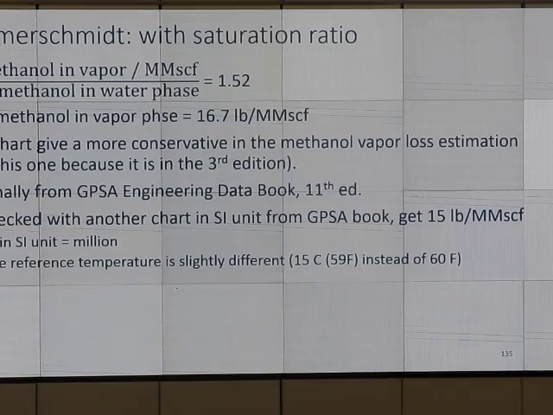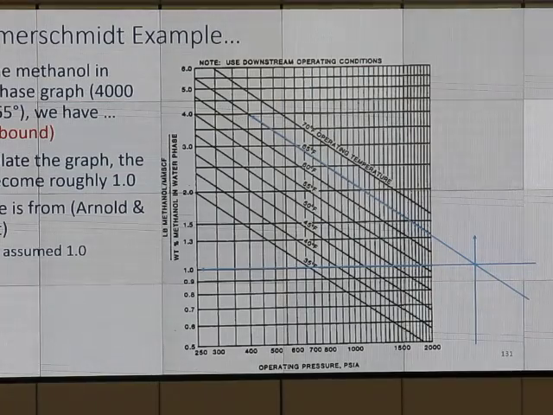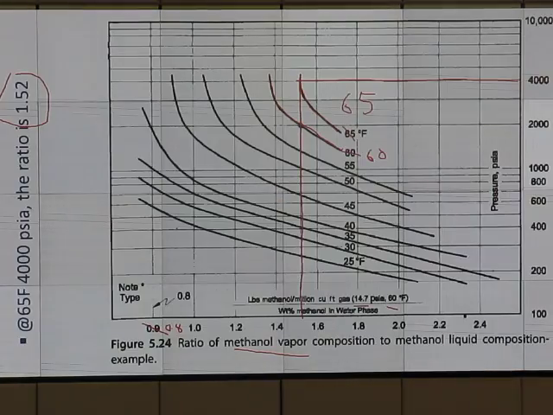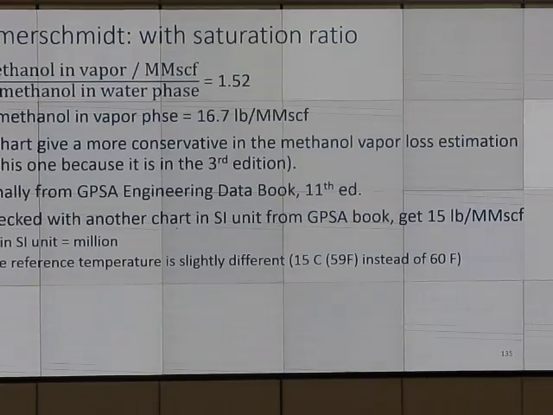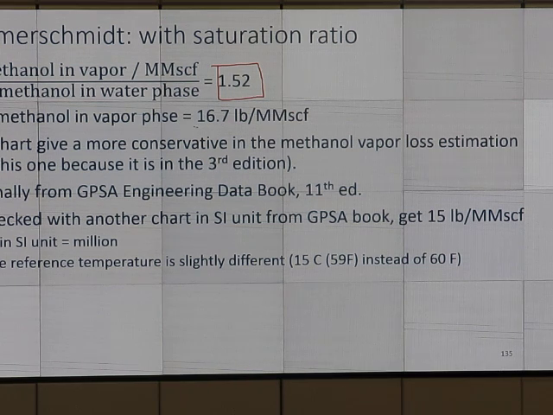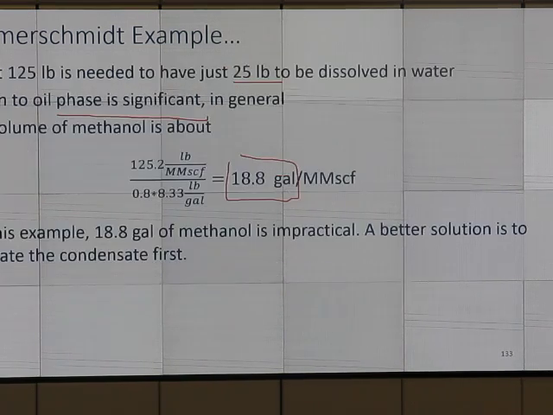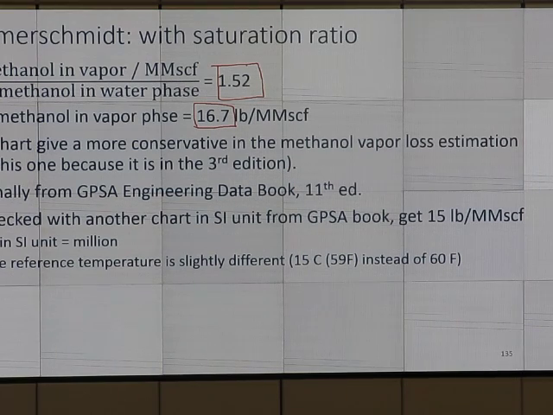I show you, first method is to show you with this kind of graph. You remember this graph? Another method is to use a graph in the back, this one, and I get 1.52. If I use 1.52, instead of 11, I get 16.7 pounds per million standard cubic foot that go to vapor phase. But early on we got 11, right? 11 pounds in vapor phase. If we use a better graph, we get 16 pounds.